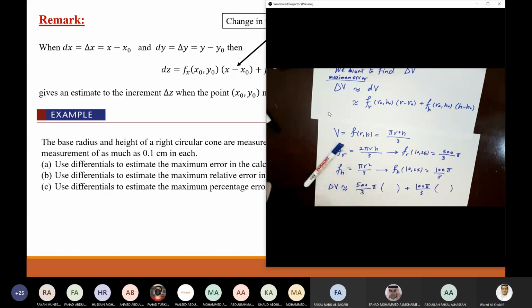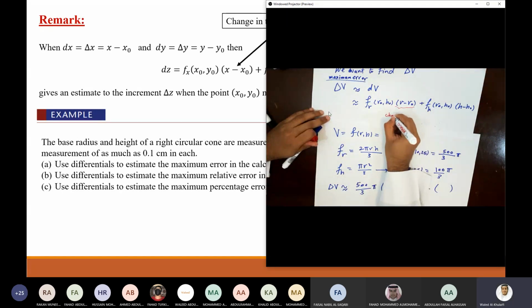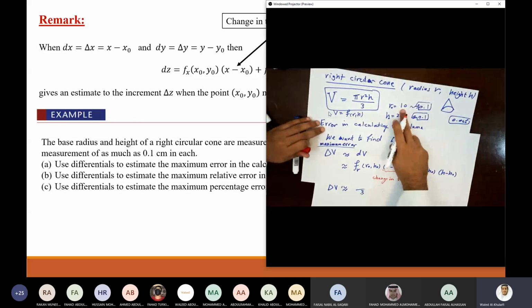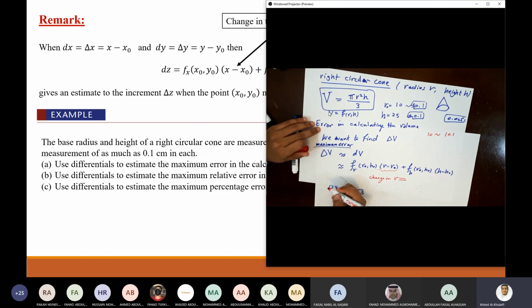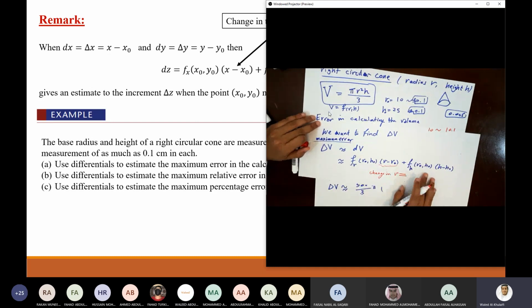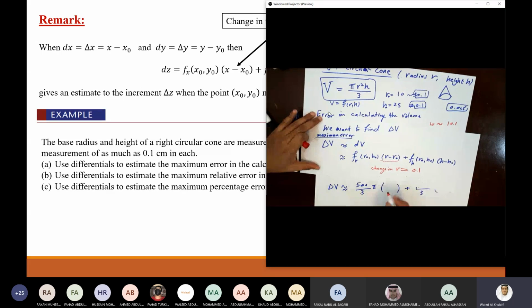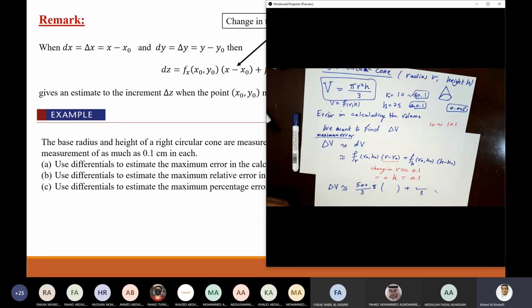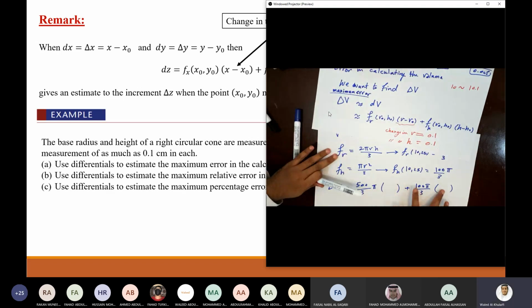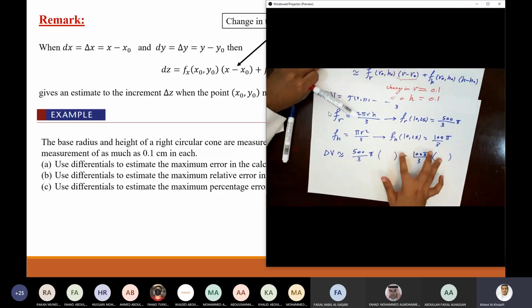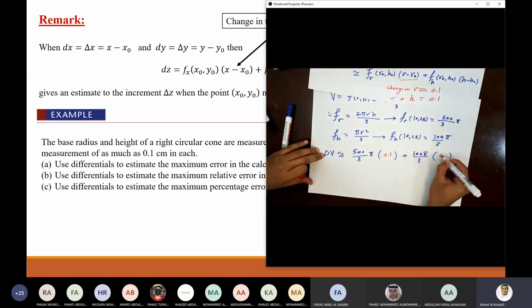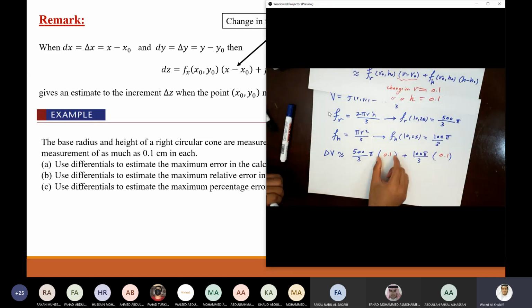Now look here, guys. What is the change in r? If the first reading was 10, and he told you there is an increase of 0.1, how much will the difference between them be? 0.1. This is the change in r. Same thing, guys, the change in h will be how much? He gave you in the question also 0.1. Okay, so what should I put here? 0.1. Here is the change for r and h.